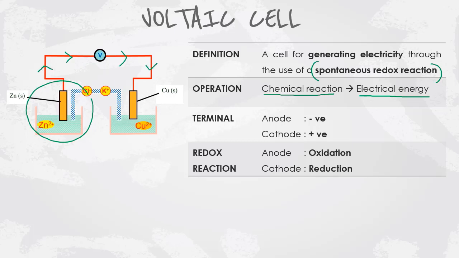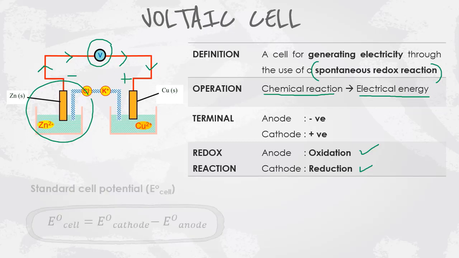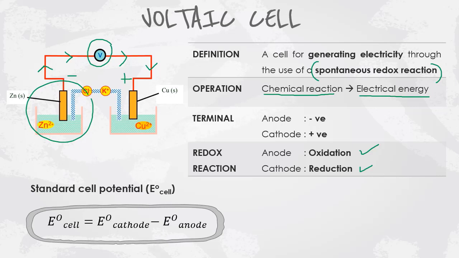So this terminal is going to be negative while the other terminal is going to be positive because they're going to accept electrons. The one that releases electrons will undergo oxidation reactions, while the one that accepts electrons is going to undergo the reduction process. From this voltaic cell, we can calculate the value shown here on the voltmeter. So we're going to use this formula of standard cell potential.